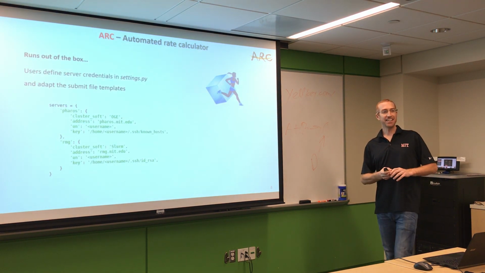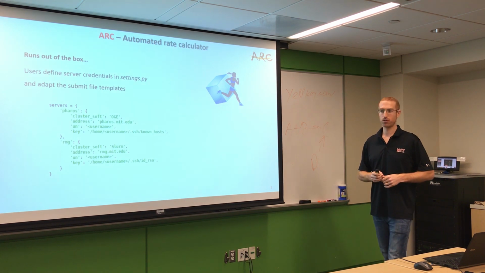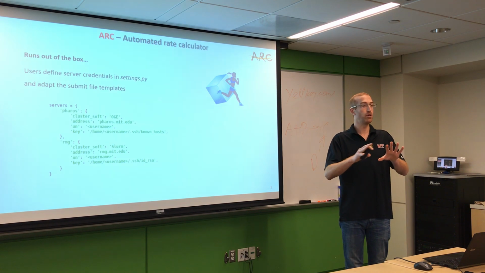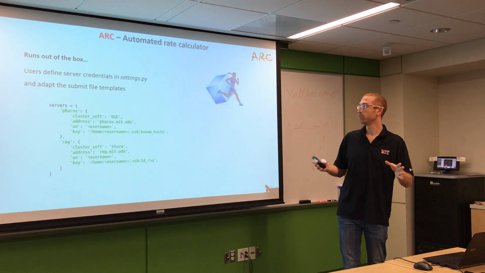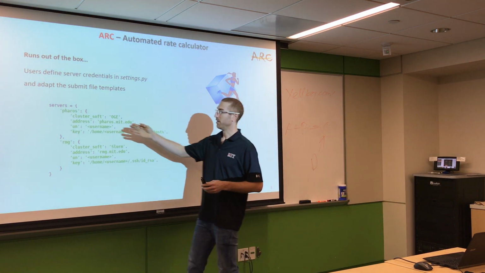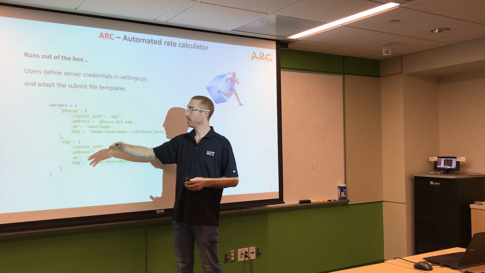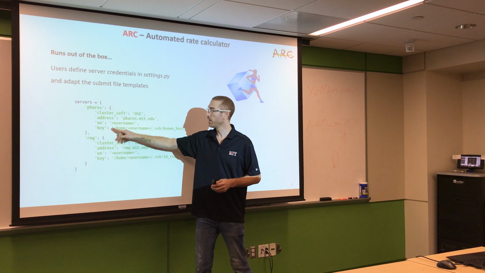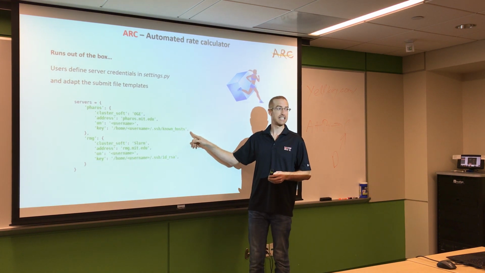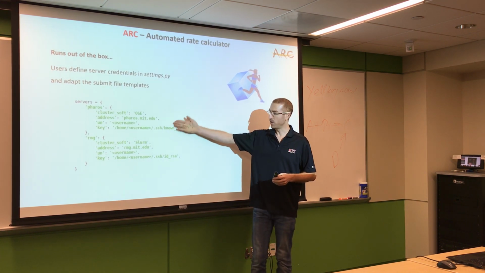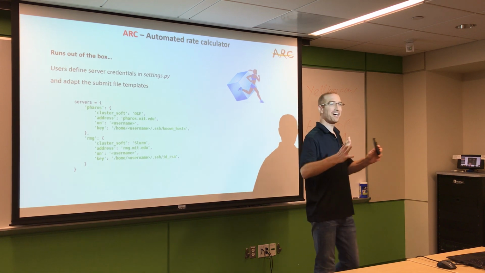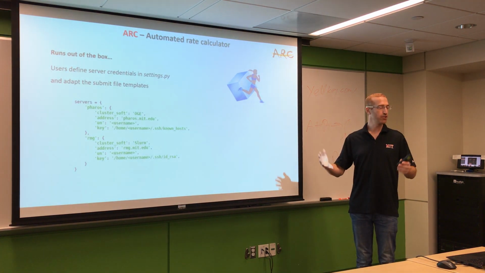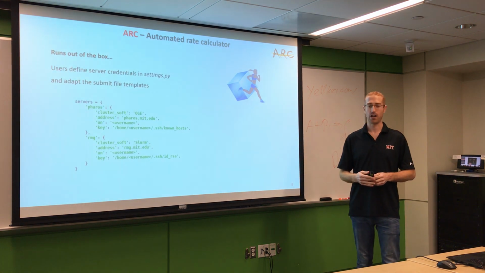Arc kinda runs out of the box, so if you're using Arc Group's servers, the defaults are already great for you. All you need to do is just tell it, define the server, so give the server name, and then the actual address that you'll use, your actual username, and then your RSA SSH key. Once you have that, you're kinda alright to go and get started. Look at the documentation for all the instructions for how to install Arc.